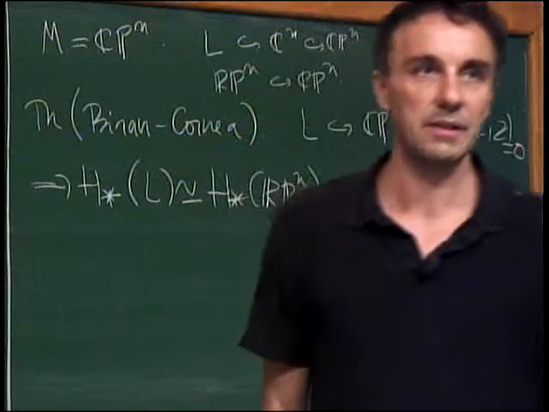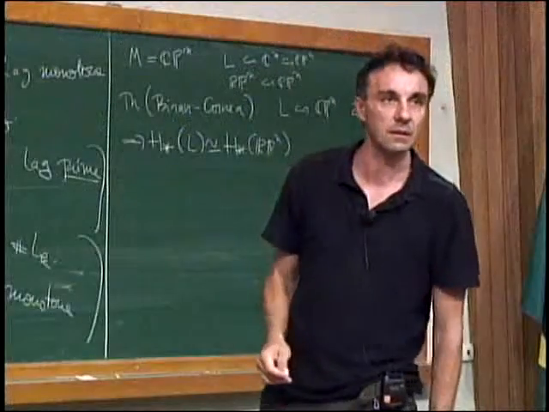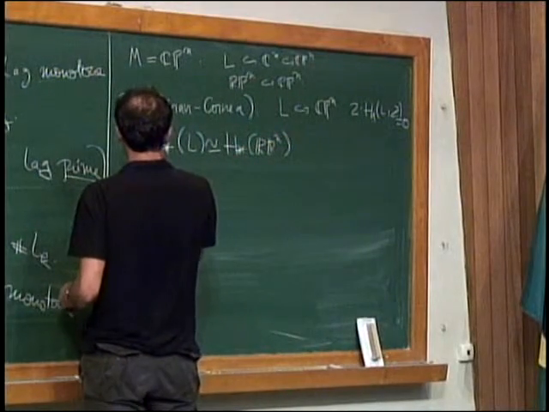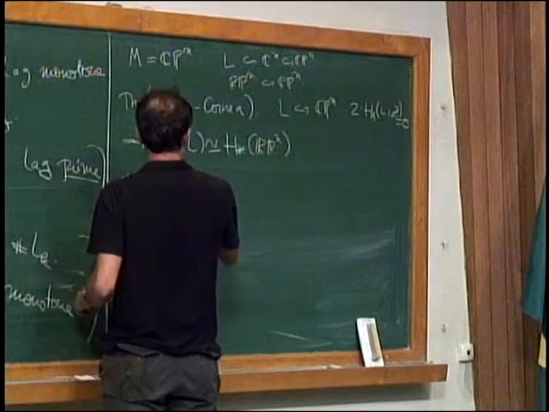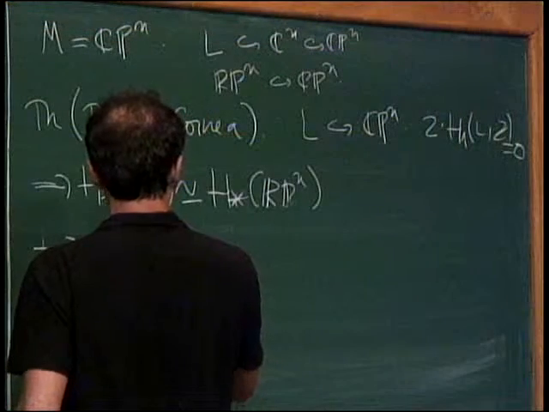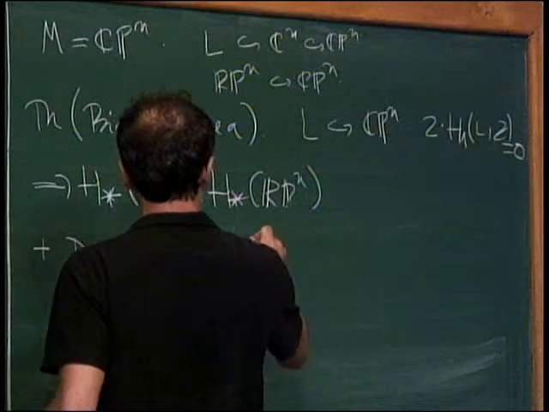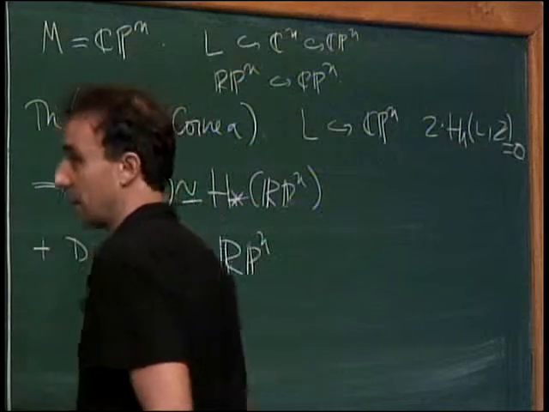And I slightly improved that by proving that in fact L has the homotopy type of RPn in this case.